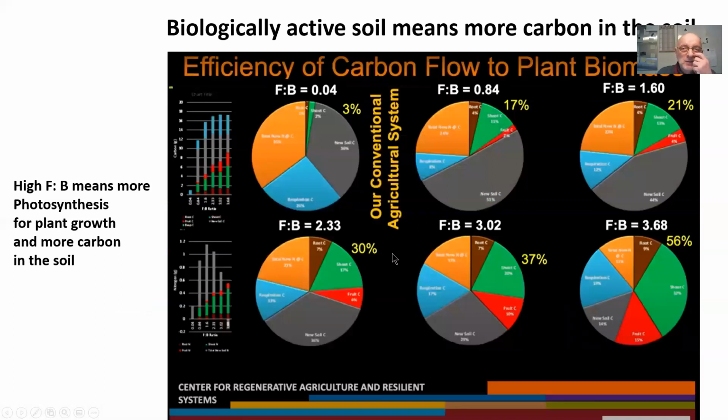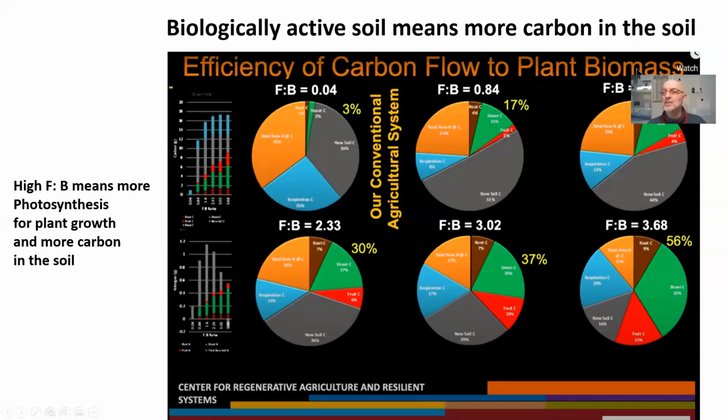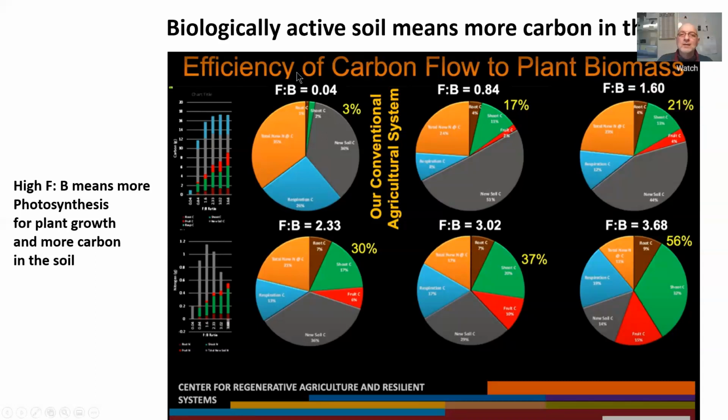The biologically active soil means carbon in the soil. This is what it's all about. Efficiency of carbon flow into plant biomass. And we are here. This is our conventional agriculture in these two here. So this is the F:B ratio again, fungal to bacteria. And this is 0.04, which is very, very low and not unusual at all. And this one here, 0.84. If that was a Danish farming soil, it would be very high. I have never seen it that high, honestly.